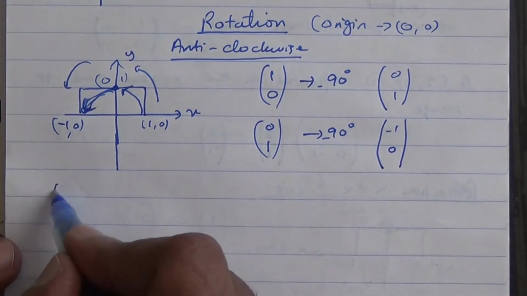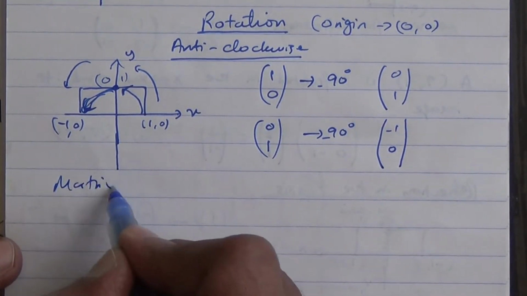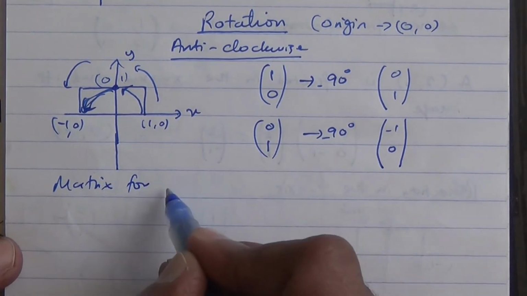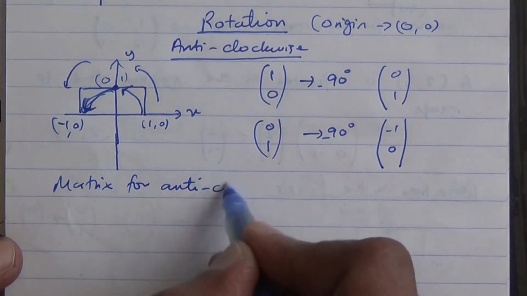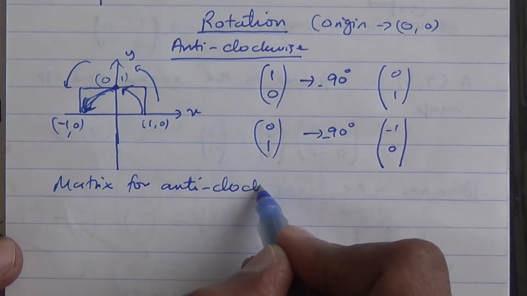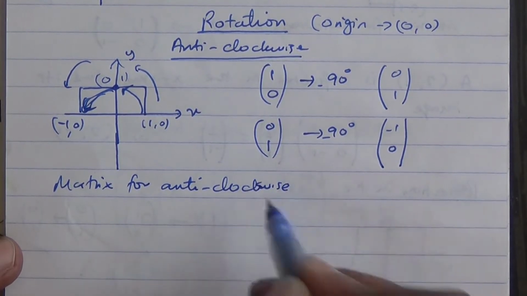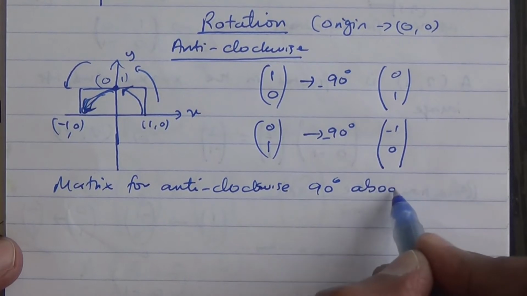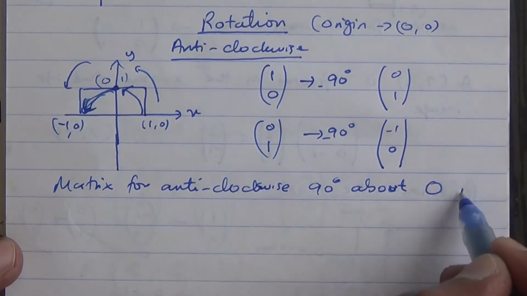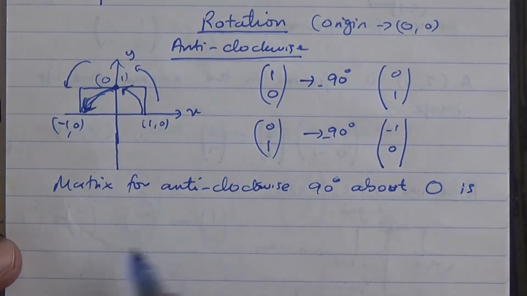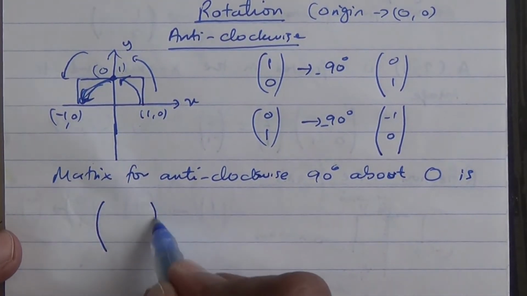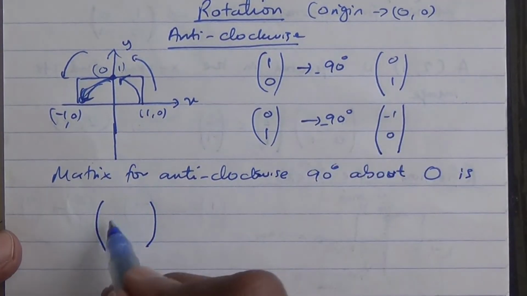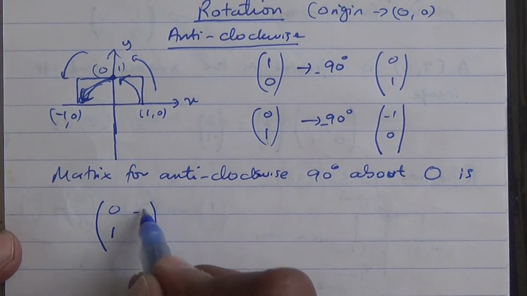So your matrix for anti-clockwise rotation of 90 degrees about the origin, about O, is then 0, 1, minus 1, 0.